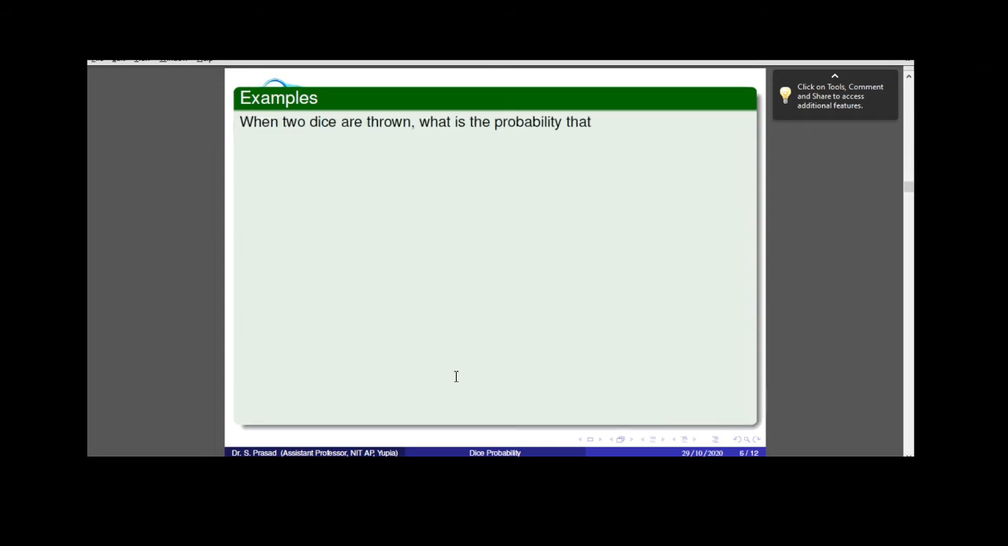When two dice are thrown, what is the probability that the sum of the numbers is a multiple of 3? The solution: the sum is a multiple of 3 means the sum is equal to 3 or 6 or 9 or 12. The question is why we do not take 15. Because when we sum two dice, we know that the maximum sum of two dice is 12. That's why we stop here.